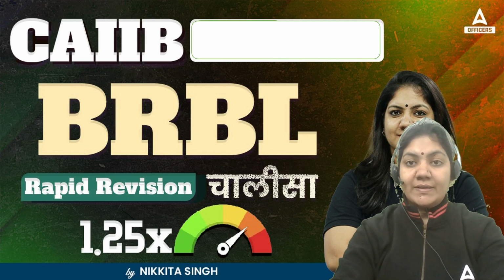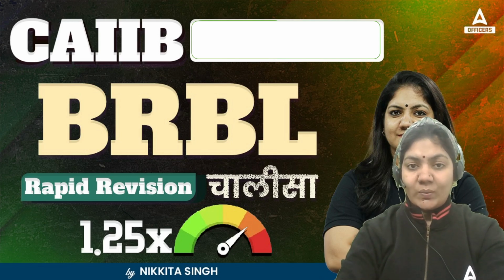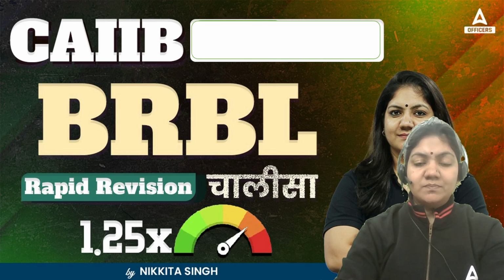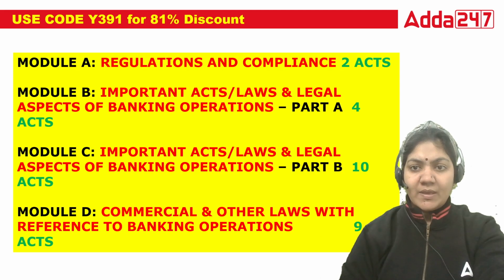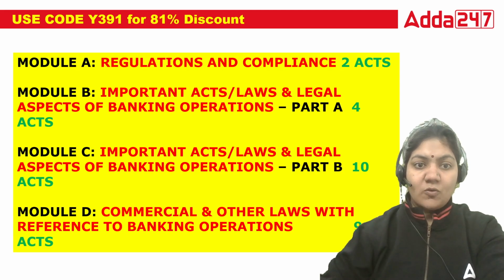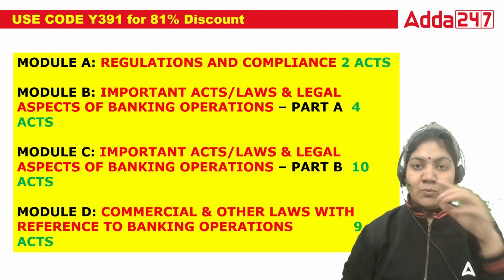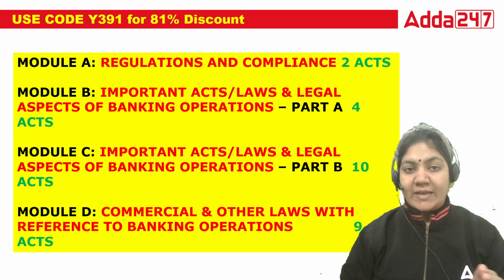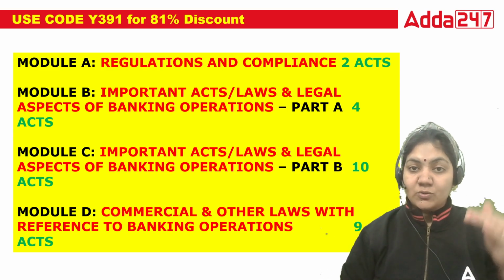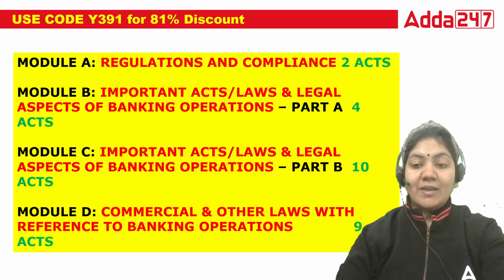So let's revise all the modules in a very quick way, okay? In BRBL, as we know, there are 4 modules. You can easily see that in Module A we have 2 acts, Module B 4 acts, Module C 10 acts, and in Module D there are a total of 9 acts. So a total of 25 acts are there in the BRBL subject.